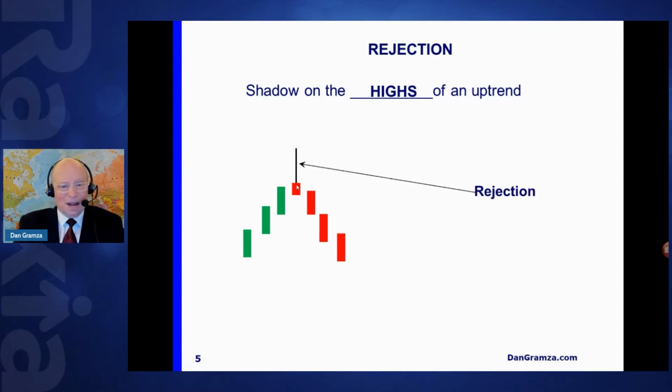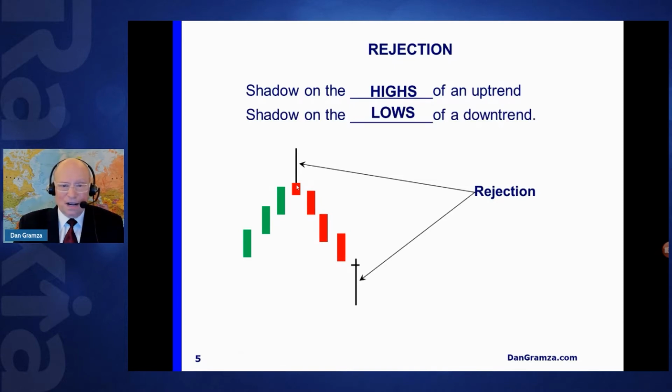Now, let's look at the same idea, only to the downside. A shadow on the lows of a downtrend, I also consider rejection. And just like before on the upside, when this market traded at the low, that would have been a red body candle. But at that level, buyers started coming in. And as they competed against each other, they were driving prices higher. So here, from a red body, market acceptance, to now a shadow, we're seeing market rejection. So this is one piece of the concept that we're going to be looking at today.